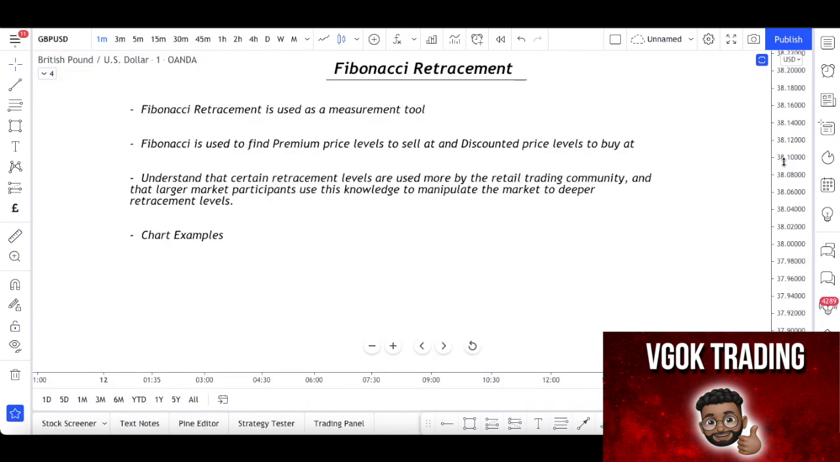So there we have the video on Fibonacci ratios and if they actually really work.